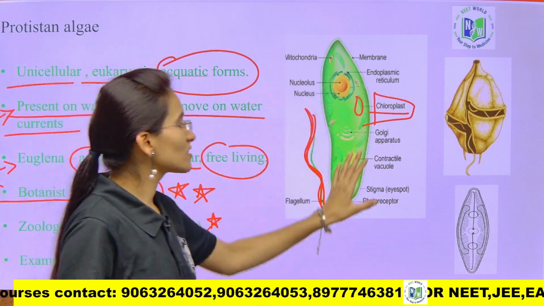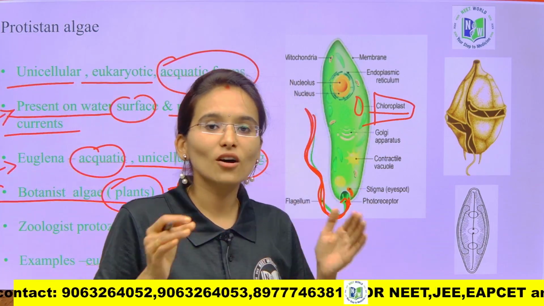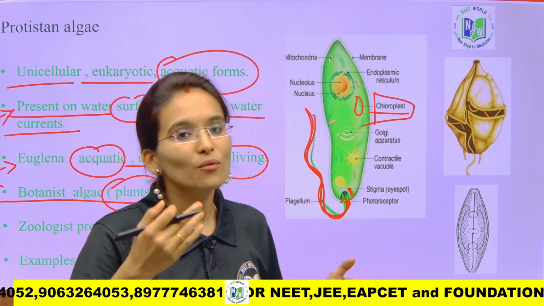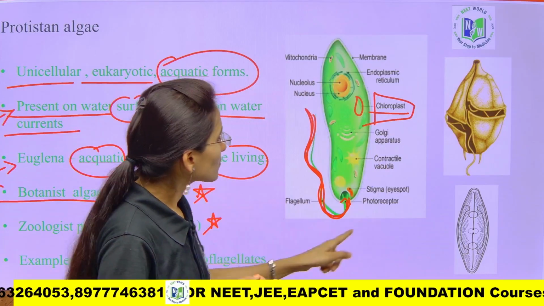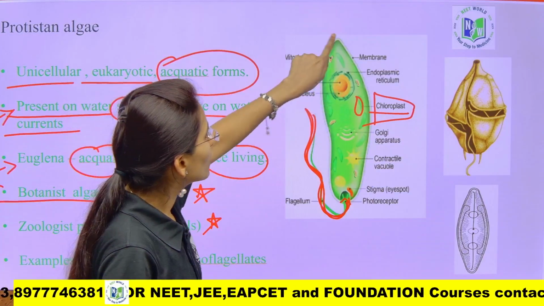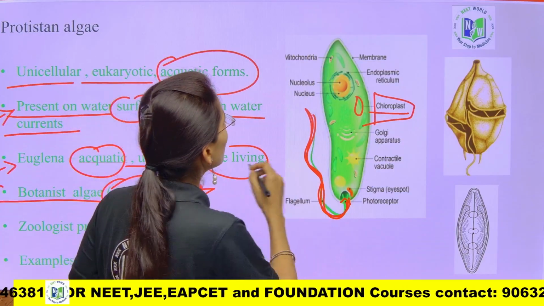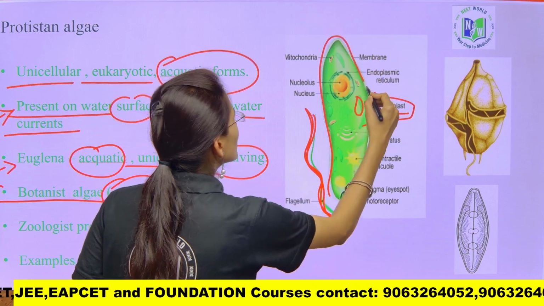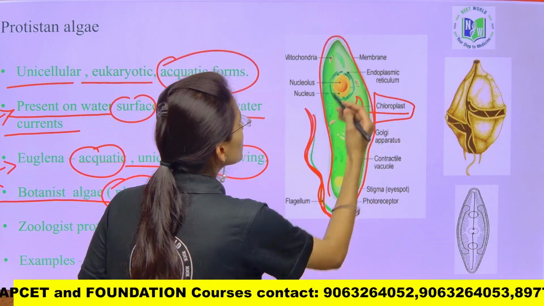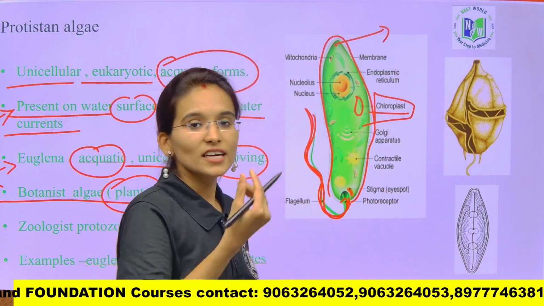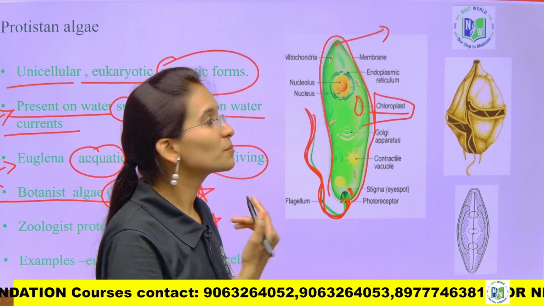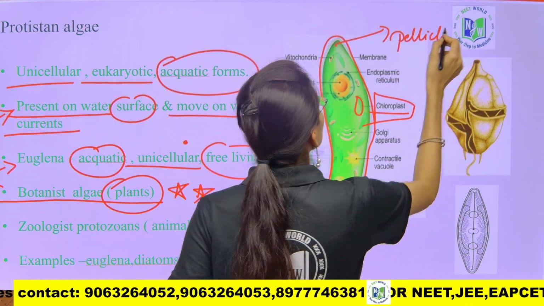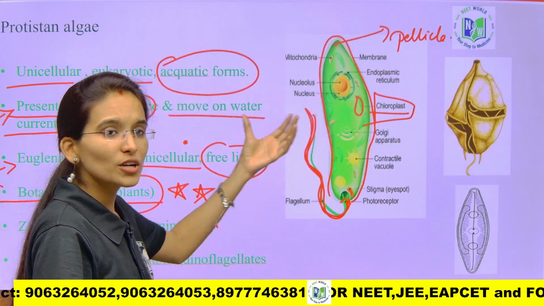And the Euglenas. The Euglena is present mainly on the water surface abundantly and they move with the water currents. It is surrounded by a cell wall that is called the pellicle. So, this light colored region, can you see? It is surrounded by a layer, or an envelope, that is called the pellicle.